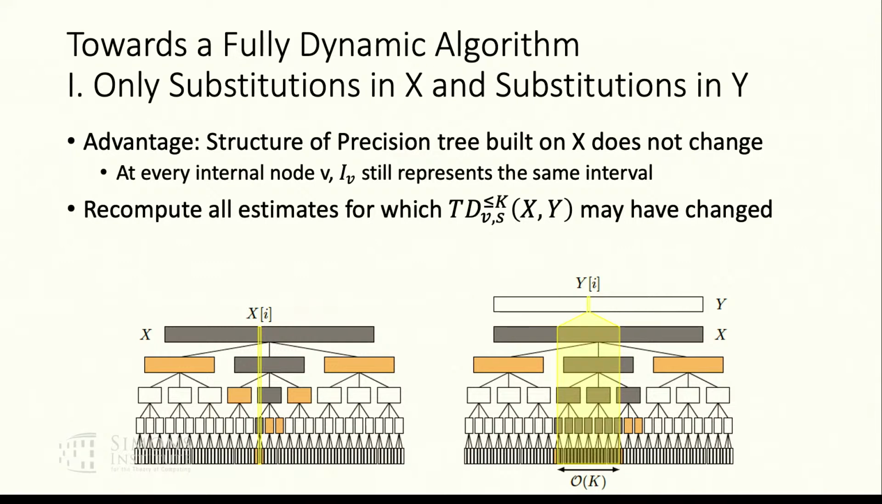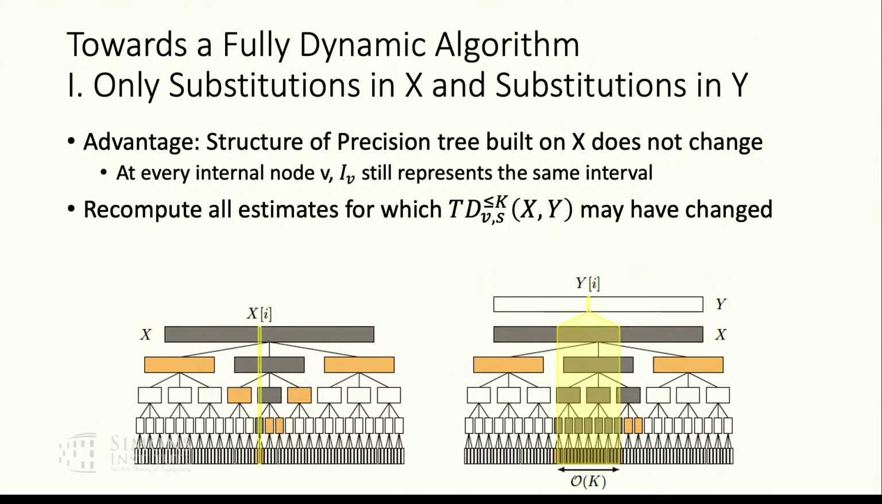So let's look at the first step. The first step is where we consider only substitutions in X and substitutions in Y. That's a simpler case. We are not allowing insertion or deletion changes, so we are considering edit distance, by the way. Just the changes that are happening dynamically, we are only allowing substitutions in X and substitutions in Y. It has an advantage in the structure of the precision tree, which is built on X. You see some asymmetry here, right? We are calling it the precision tree because it depends so much on the precision sampling lemma, so we'll just call it the precision tree.